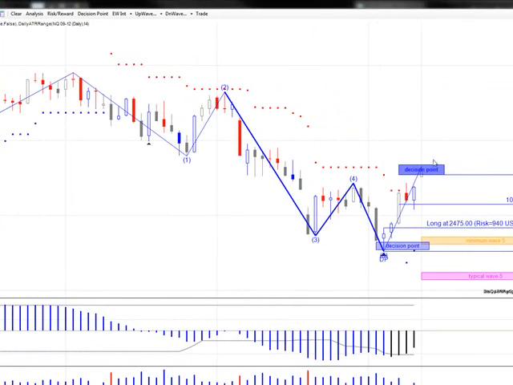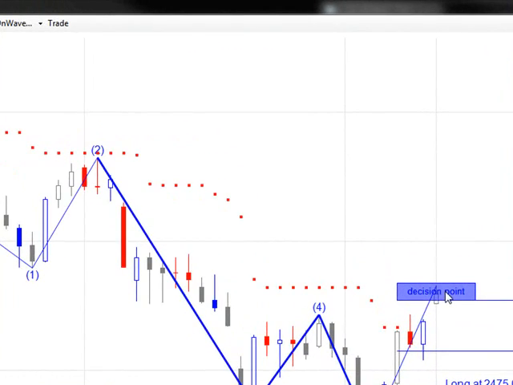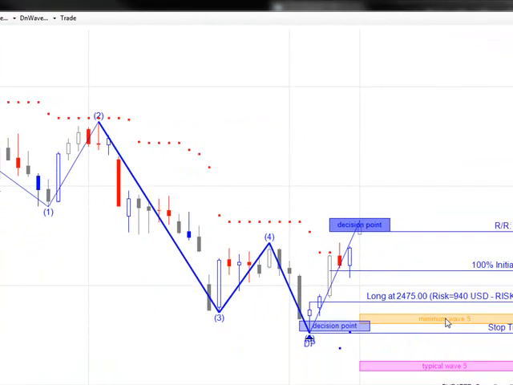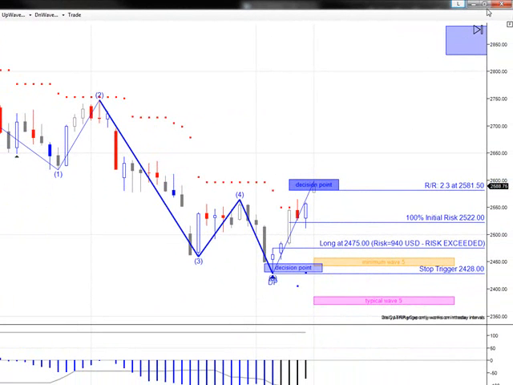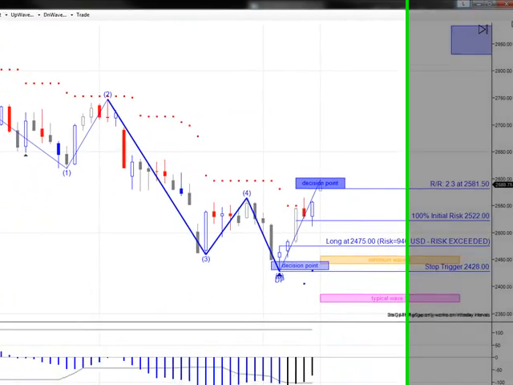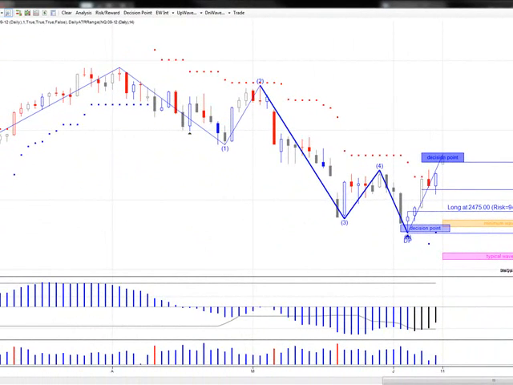Again, if this decision point area holds as resistance, then I expect that the trend, which was down prior, will continue. So areas to watch. It's kind of critical areas to watch here.